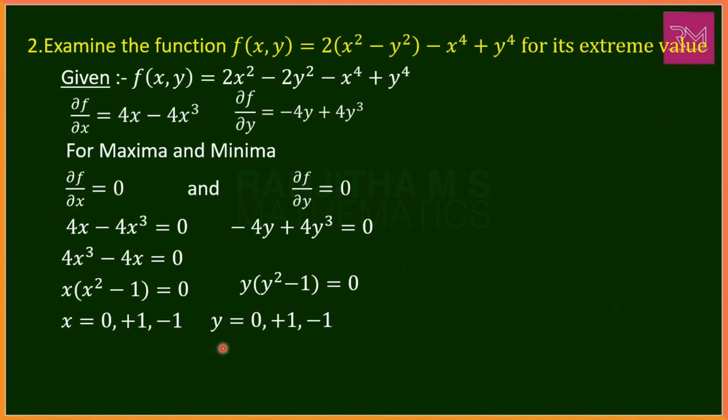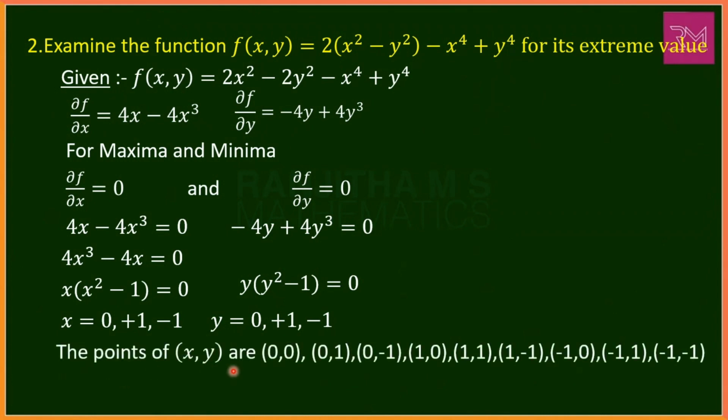After obtaining x and y values, we get the points of x and y as: first point is 0, 0; then 0, 1; 0, minus 1. Similarly, plus 1, 0; 1, 1; 1, minus 1. Here minus 1, 0; minus 1, 1; and minus 1, minus 1. These are all the points for the function f of x, y.